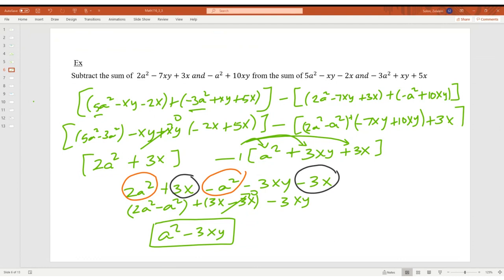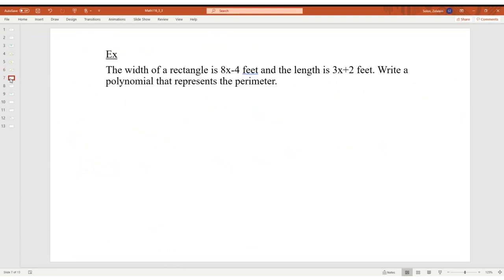Okay, now let's go to the next example. In the next example, we'll do some application problem. It is a geometry problem. So when you see problems like this, try to represent it like in a picture. So draw something, try to represent it, because usually geometry involves some kind of shape. So in this case, it says there is a rectangle with a width of 8x minus 4. So the width is 8x minus 4. And the length is 3x plus 2.